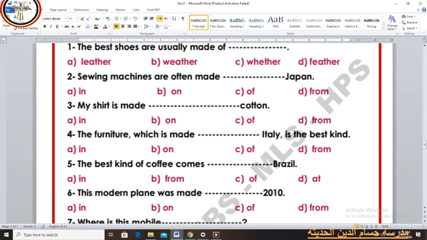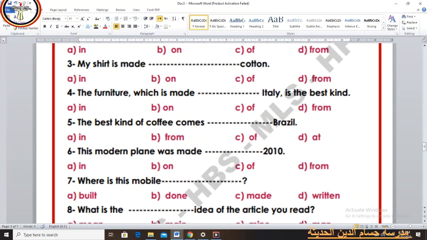Number 2: Sewing machines are often made blank Japan. Who can answer? Yes, Mahmoud? Very good. It's in. Sewing machines are made in Japan. It's a place, so we must add in. Number 3: My shirt is made blank cotton.